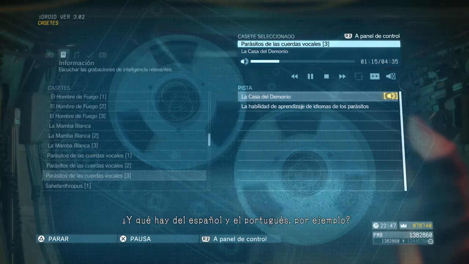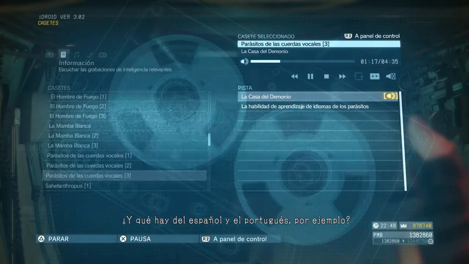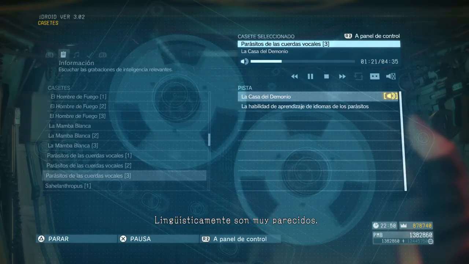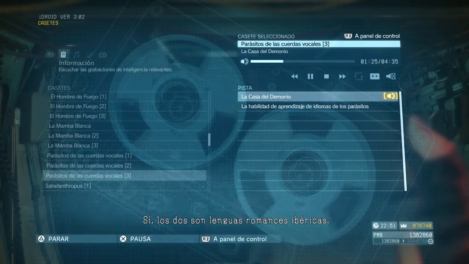But what about, say, Spanish and Portuguese? Linguistically, the two are very close. Yeah, they're both Ibero-Romance languages.